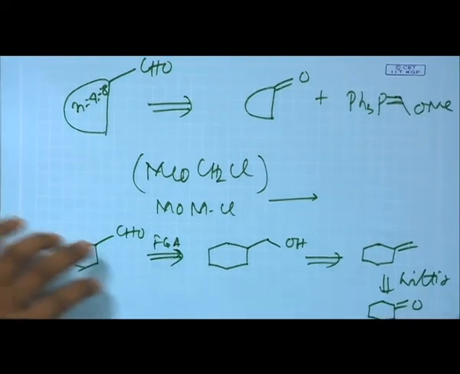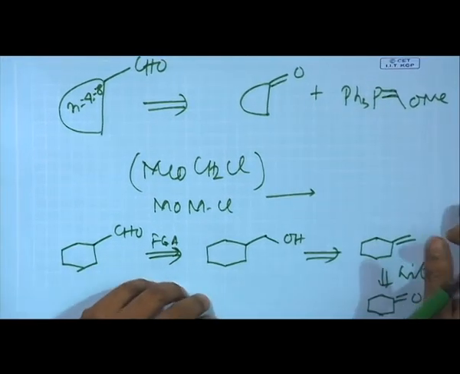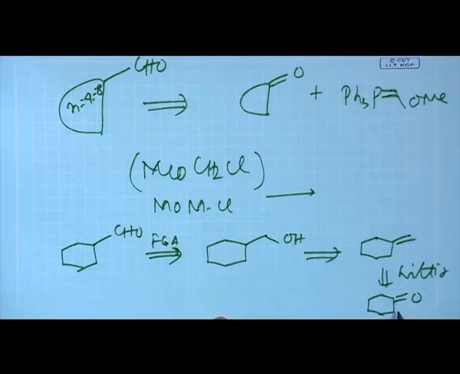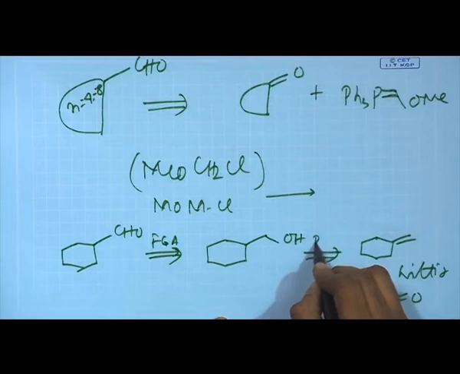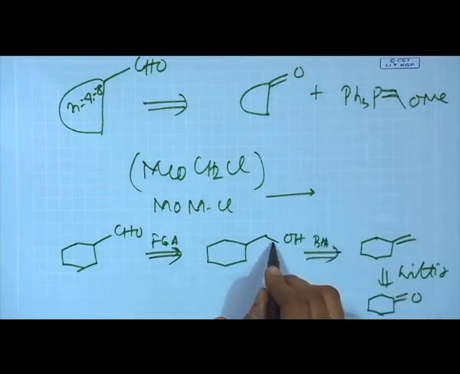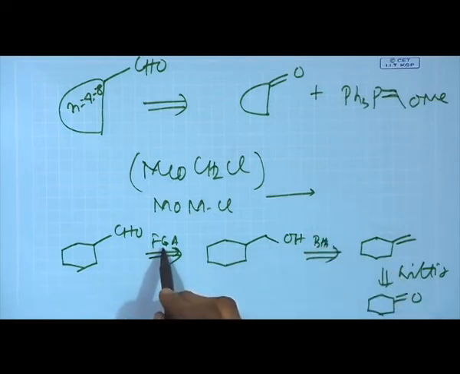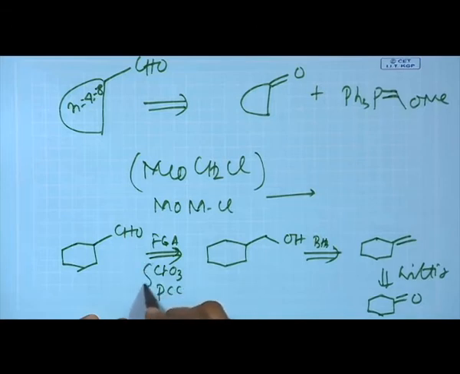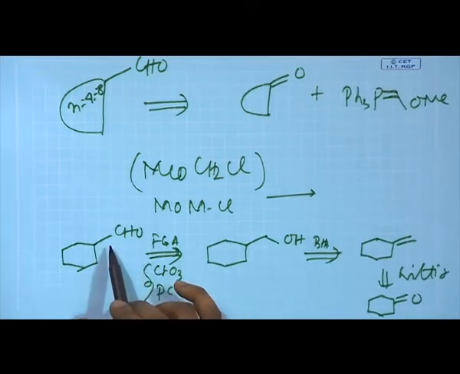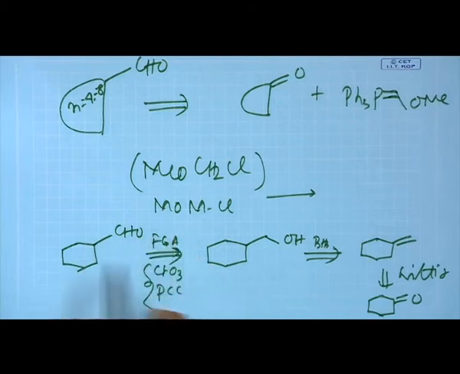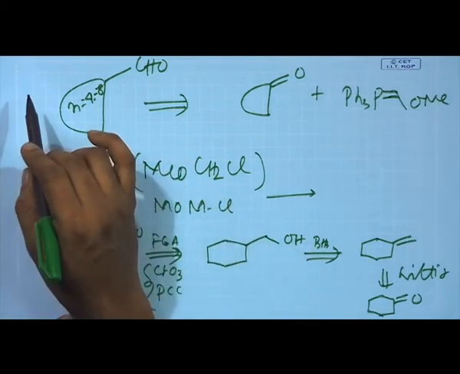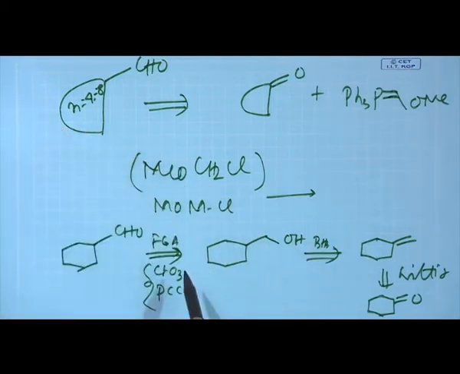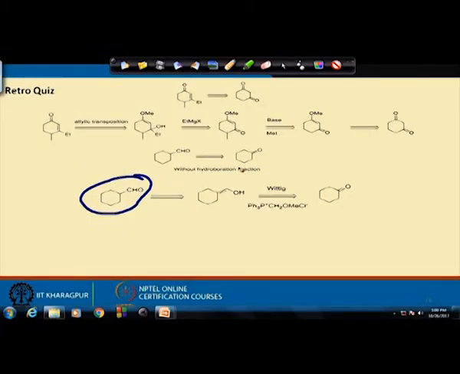You can basically make your routes available. So, cyclohexanone, Wittig, you get here. You do a hydroboration, meaning borane THF, and you get cyclohexyl methanol. Functional group addition by simple oxidation, let us say chromium trioxide or PCC, pyridinium chlorochromate, or another oxidizing agent, and you are coming here. But we are giving a prerequisite in this particular problem: you cannot use the hydroboration reaction.